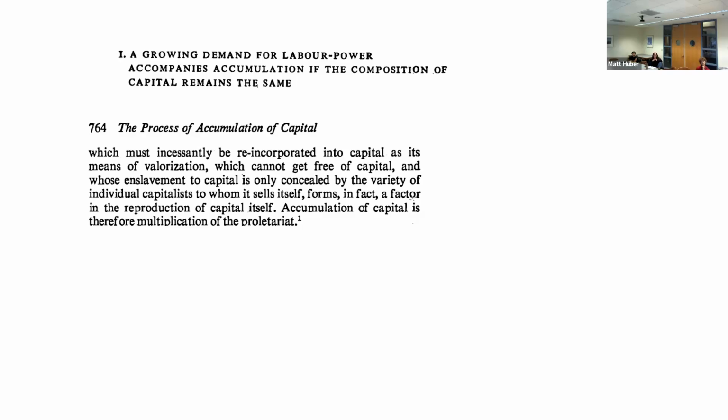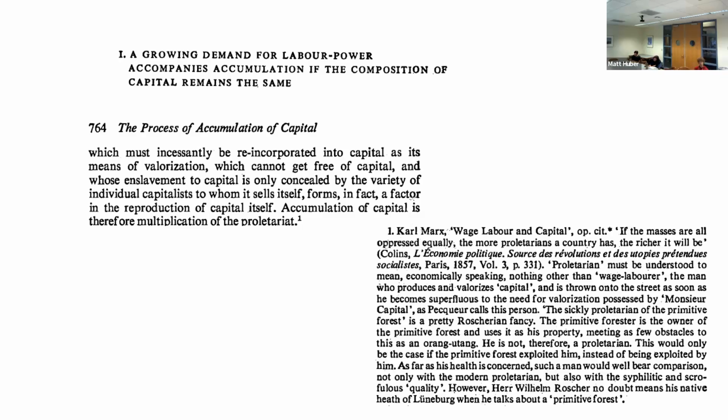And isn't it crazy that in this book, it's not till page 764 that Marx decides to define the proletariat, which is perhaps like his most cherished concept. And he says, proletarian must be understood to mean, economically speaking, nothing other than wage laborer, the person who produces and valorizes capital and is thrown into the street as soon as it becomes superfluous to the need of valorization possessed by Monsieur Capital, as Pecqueur calls this person.